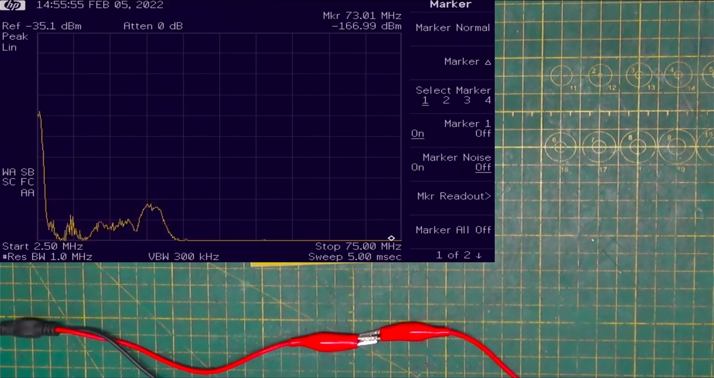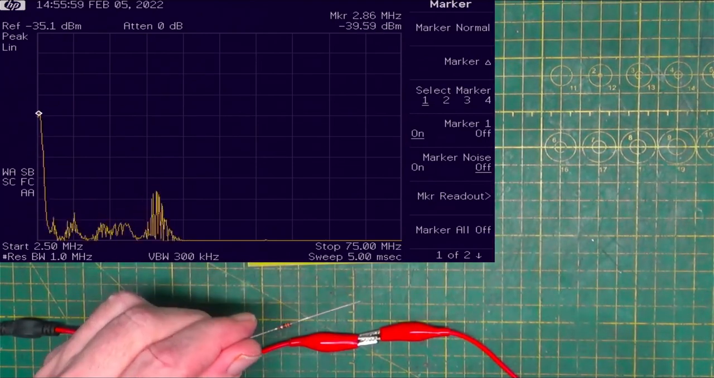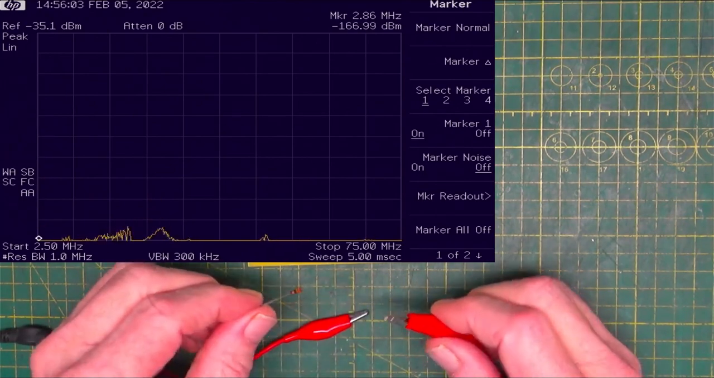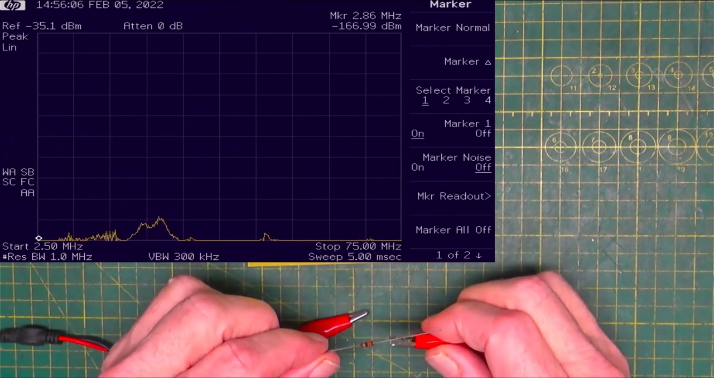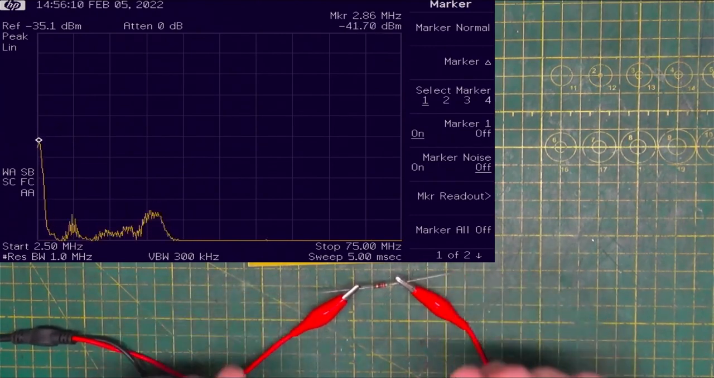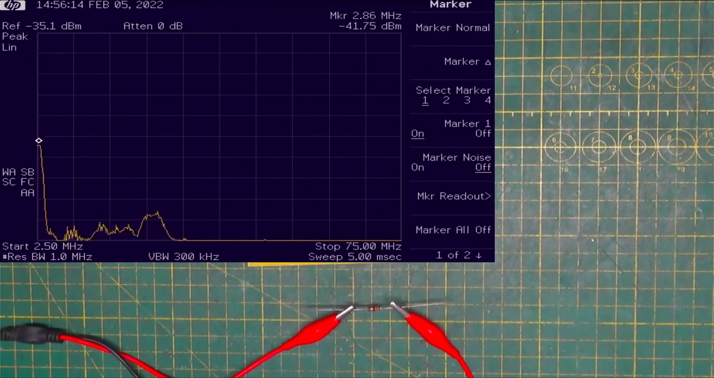So let us take our old-fashioned carbon comp resistor here and put him in series with the spectrum analyzer and the sweep generator. We are going to drop a little bit in level because the resistor is resisting. It's doing what it's supposed to do. So now we're down about 41, 42, someplace around there at 2.86 megahertz.